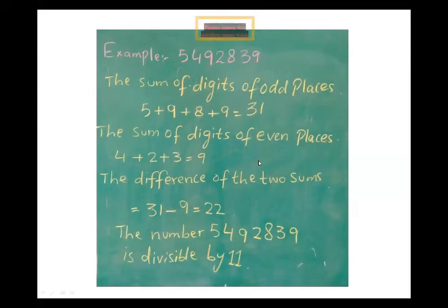For the divisibility of 11, we have two rules. Rule one is if the sum of the digits at odd places and the sum of the digits at even places is equal, then we say that the number is divisible by 11. And the second rule is if the sum of the digits at odd places is not equal to the sum of the digits at even places, then we find the difference. If the difference is divisible by 11, then we say that the number is also divisible by 11.